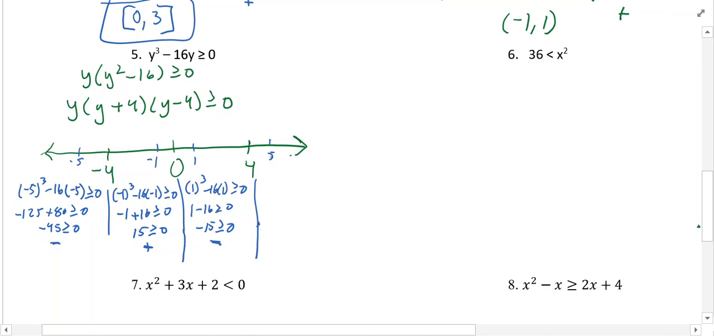And so then let's try 5. So we have the quantity 5 cubed minus 16 times 5 is greater than or equal to 0. So 125 minus 80 greater than or equal to 0. Oops, greater than or equal to 0. So I get 45 greater than or equal to 0. And so then anything here is going to result in a positive.